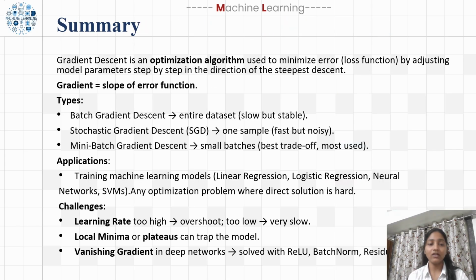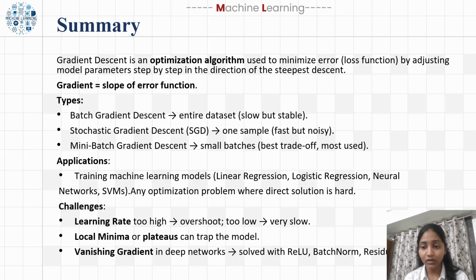So what we learned is how the gradient descent optimization algorithm works, its types like batch gradient, stochastic gradient, and mini batch gradient, and its applications in machine learning and deep learning algorithms, linear regression, logistic regression, and neural networks. And the challenges: if the learning rate is too high, it becomes very difficult to catch the global minimum. It overshoots, and local minima or plateaus can trap the model.